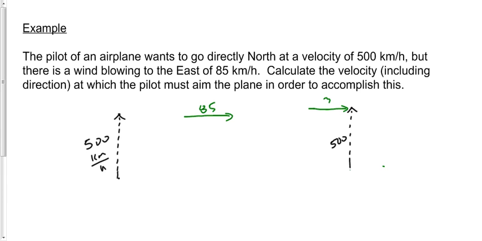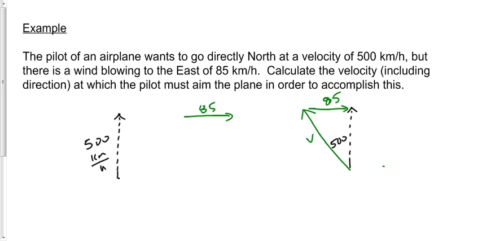Let's draw my other vector right here. This is the wind vector. This is what I want to find. It's not the resultant vector. I'm just going to call it V, the velocity of the wind. Or sorry, the velocity that I aim at.